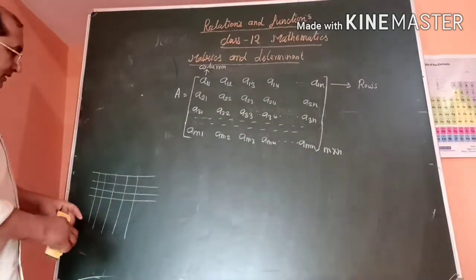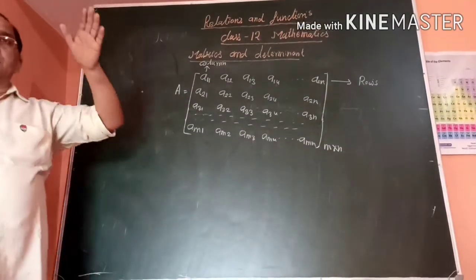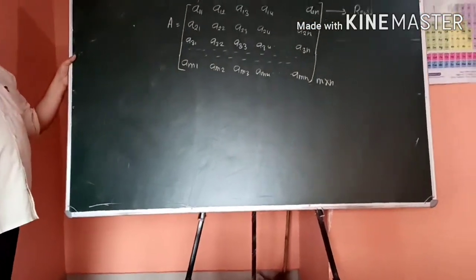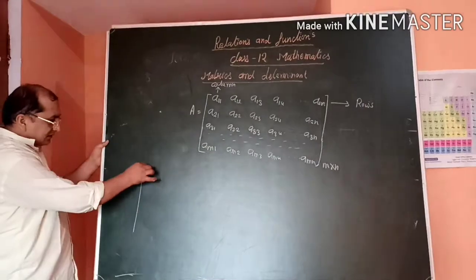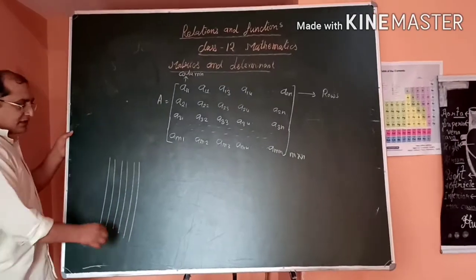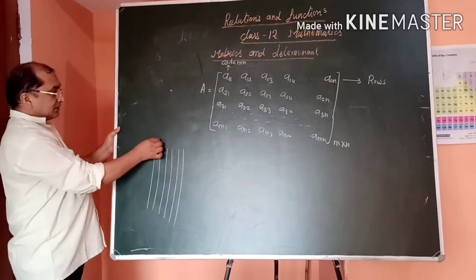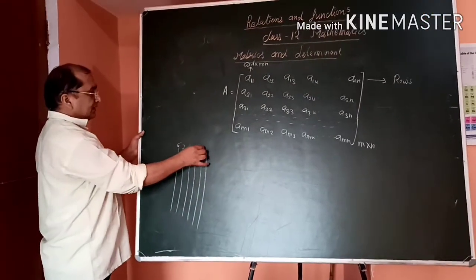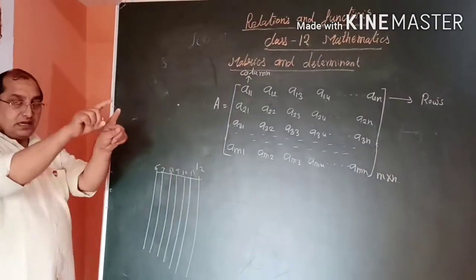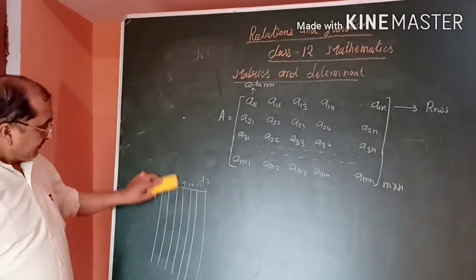For example, suppose in school time, at the assembly, the students are always standing in rows. This is class 6, this is class 7, this is class 8, and so on, the arrangement of the students on the prayer ground. Suppose this is class 6, 7, 8, 9, 10, 11, and this is 12. This is an arrangement in a rectangular field. A rectangular arrangement is known as a matrix.